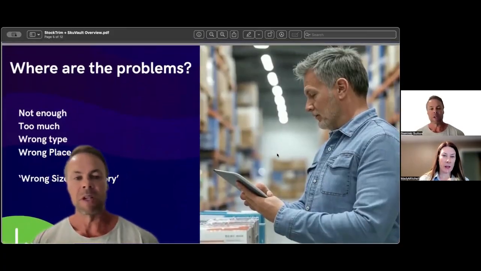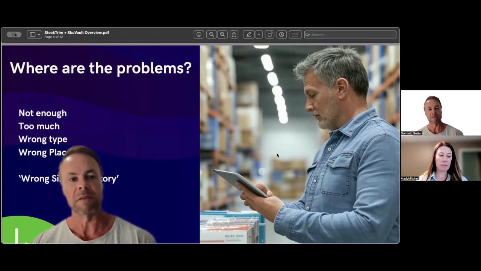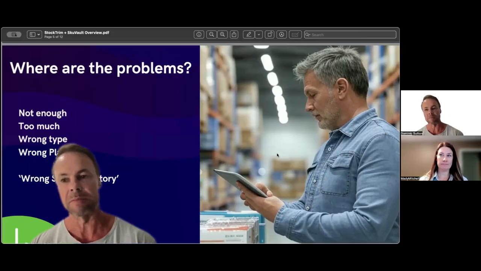So what are the problems that we're dealing with here? To boil it down to a very basic level, it's just about getting the right product at the right place at the right time.